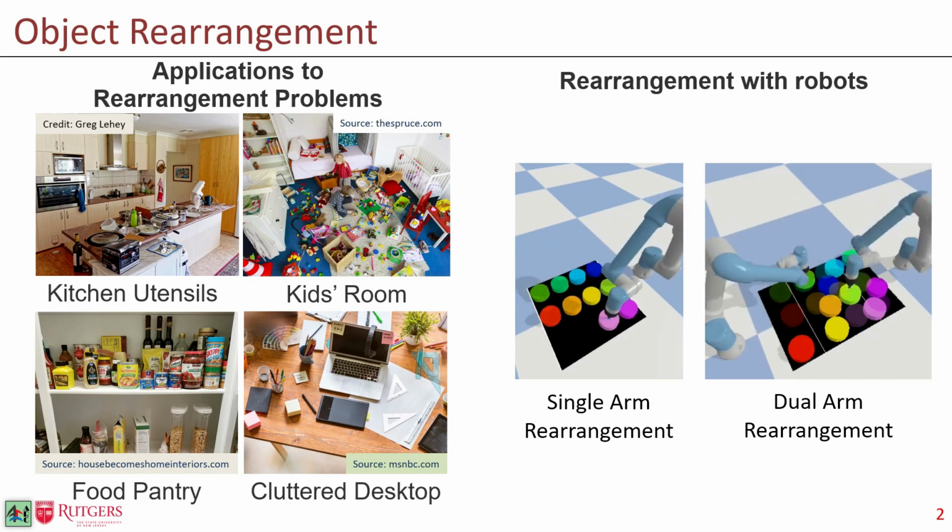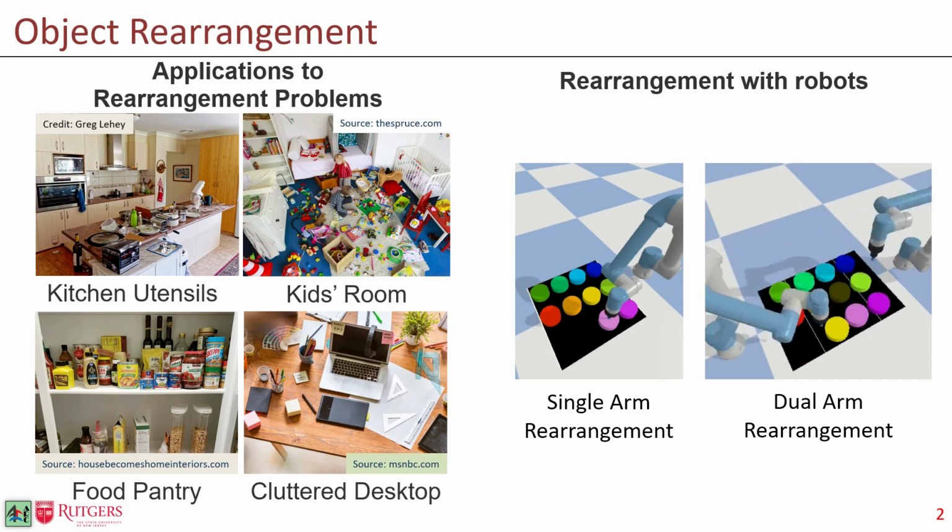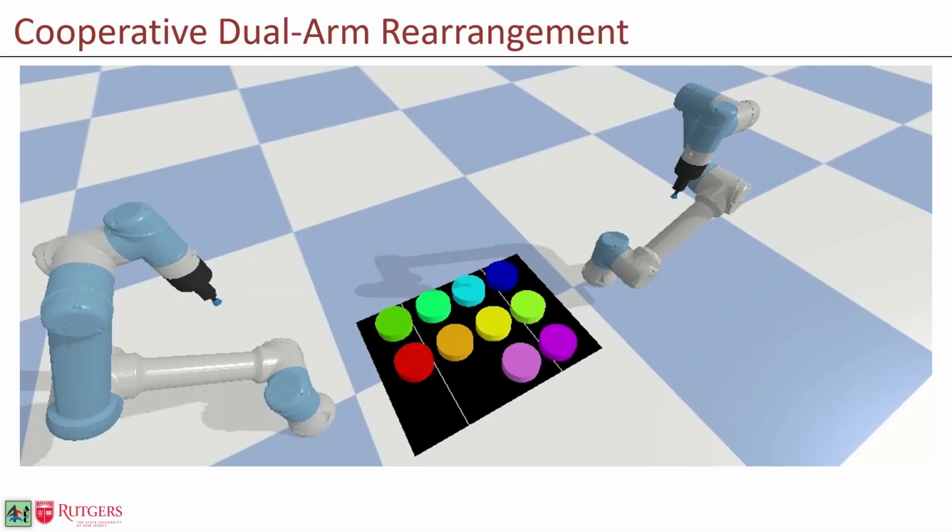No matter in home automation or industrial automation, deploying multiple arms is a straightforward way to expand the workspace size and increase the overall system throughput. In this paper, we studied a cooperative dual-arm rearrangement problem. In this problem, two arms' workspaces partially overlap, and each robot is responsible for a portion of the workspace.